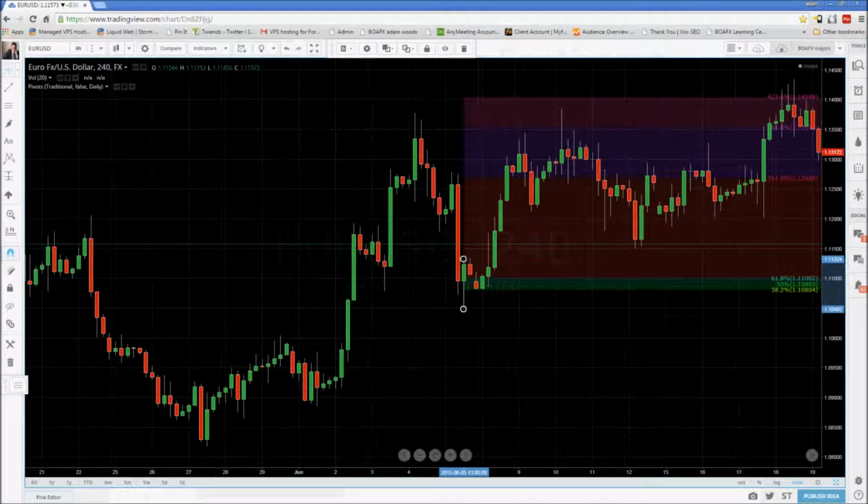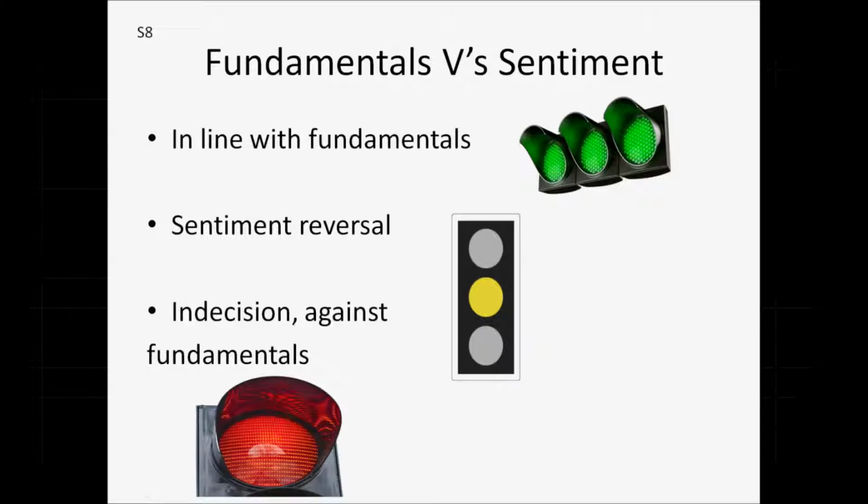Why? Because overall we know the direction of the currency pair anyway. So in line with fundamentals is going to give us the green light. Okay? It's a go trade. There shouldn't really be much hesitation there.